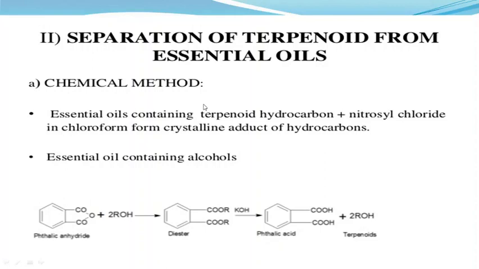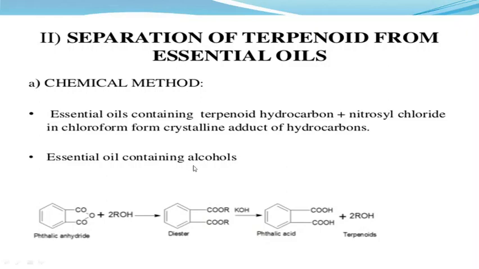Now the second step is the separation of terpenoids from essential oils. First is the chemical method. Chemical method is used for many terpenoids. First, if the essential oil contains terpenoid hydrocarbon, then it is treated with Tilden's reagent, that is nitrosyl chloride in chloroform. Then the terpenoid converts into crystalline adducts of hydrocarbons having sharp melting points. The adducts are separated and decomposed into their corresponding hydrocarbon.